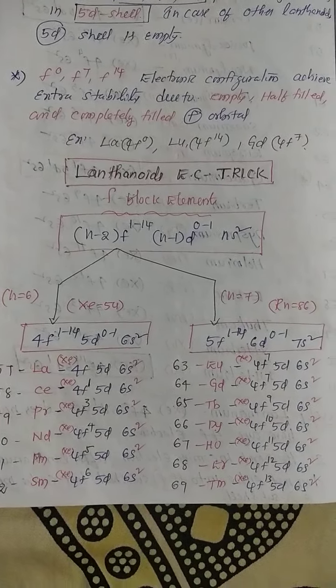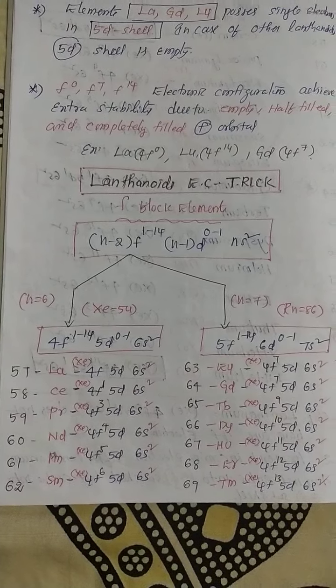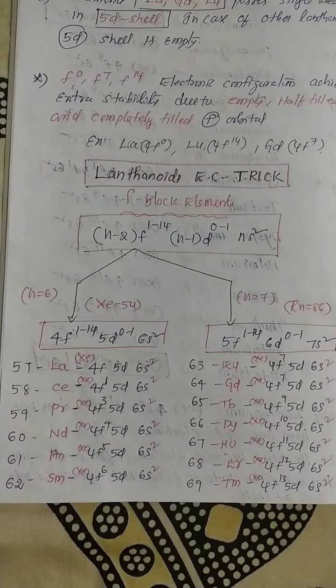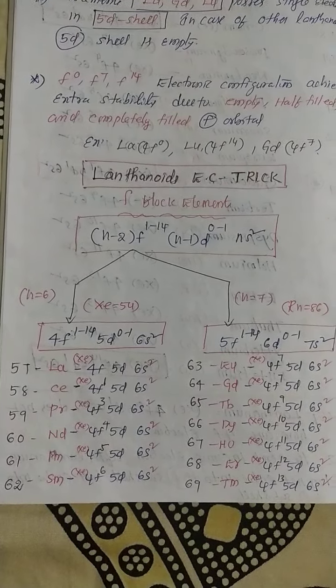This is the most important topic, especially in F block elements. Definitely every year one question comes from electronic configuration. That's why now we will teach shortcut methods of electronic configuration of lanthanides as well as actinides. If you follow this shortcut, you can easily write electronic configuration in a short time without any problem. Okay, my dear students, again I repeat, see carefully here.